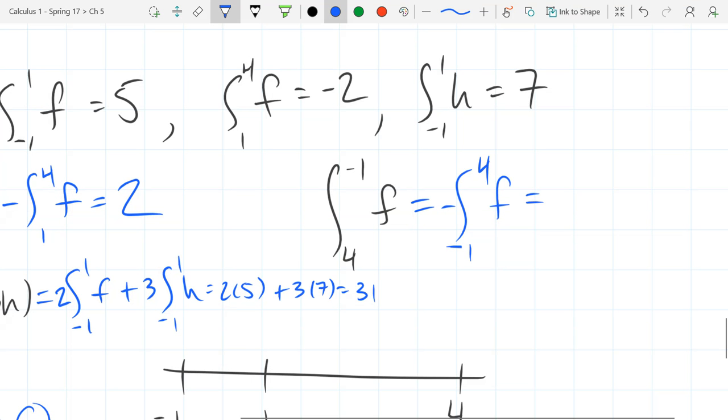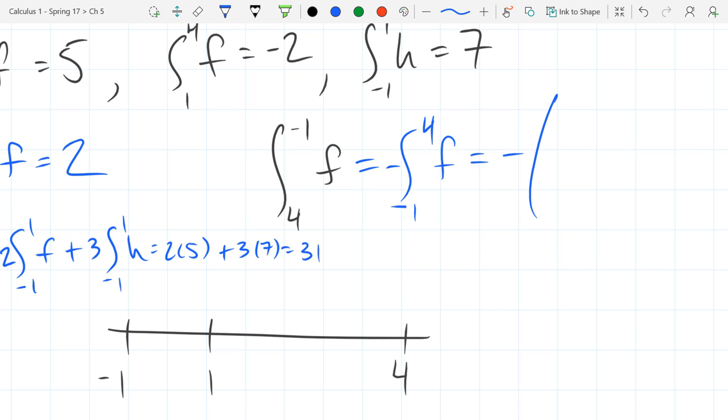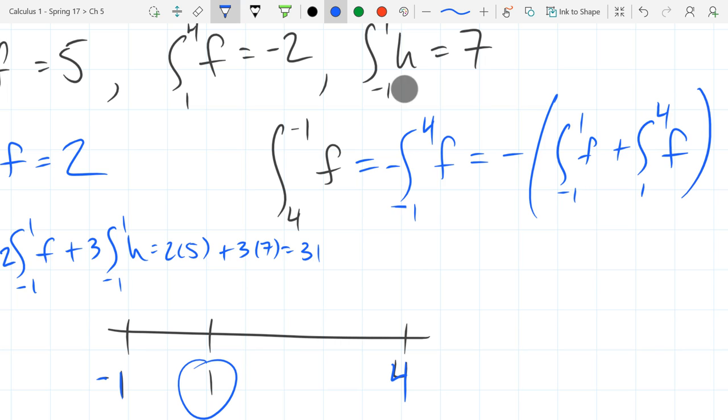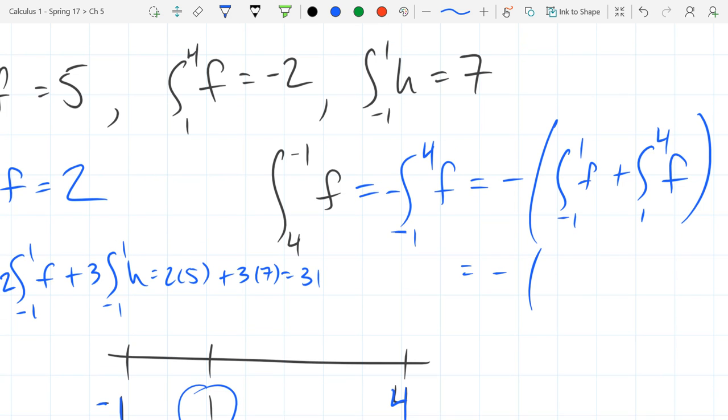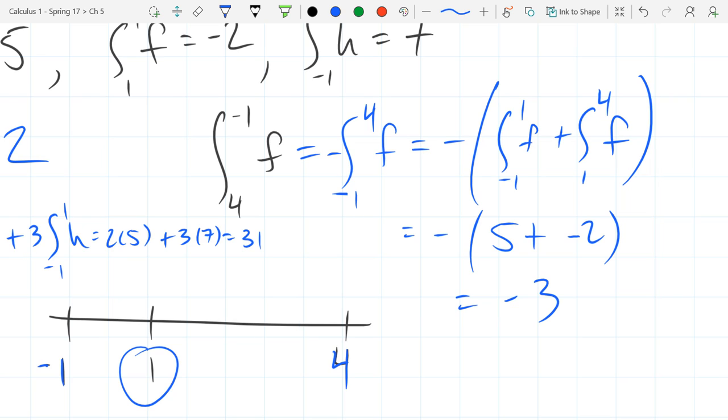All right, we'll finish this one. So this is going to be negative. And now we're going to break it up. That's why I wrote the number line. We're going from negative 1 to 4, and all I'm going to do is break it up around 1. So instead of going all the way, we'll go negative 1 to 1 plus 1 to 4. And now negative 1 to 1 is 5, plus 1 to 4, negative 2. So that's negative 3. Any questions on that?